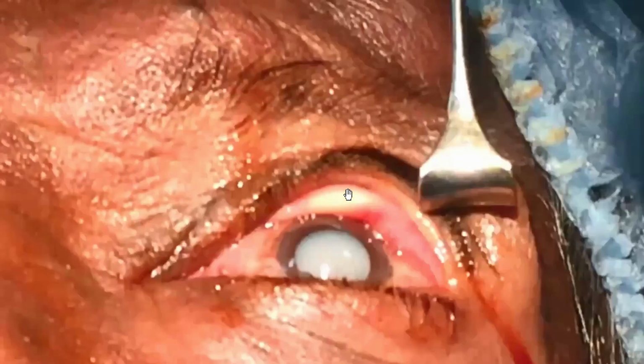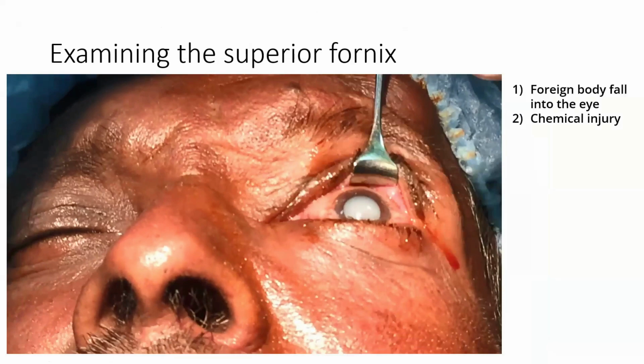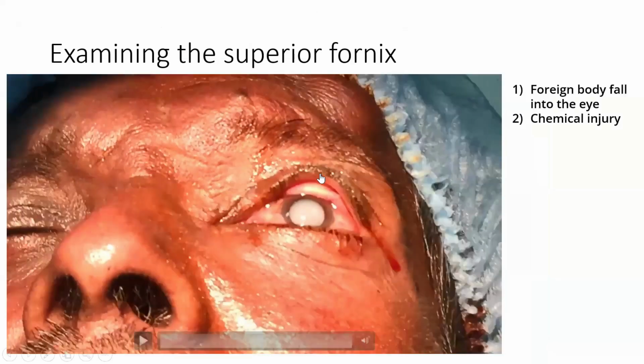Okay, this is superior one eversion, so palpebral conjunctiva, and to look at the superior fornix, you will do the double eversion using a Desmarres lid retractor. When do you examine the superior fornix? Not in every normal case will you go ahead and examine the superior fornix. Only when there's a foreign body that has fallen into the eye or a chemical injury do you have to do it. The examination is incomplete if you don't do it. But in a case where you're not suspecting any foreign body, you don't have to do the double eversion and look at the superior fornix. But in these two cases, the examination is not complete unless you've examined the superior fornix.